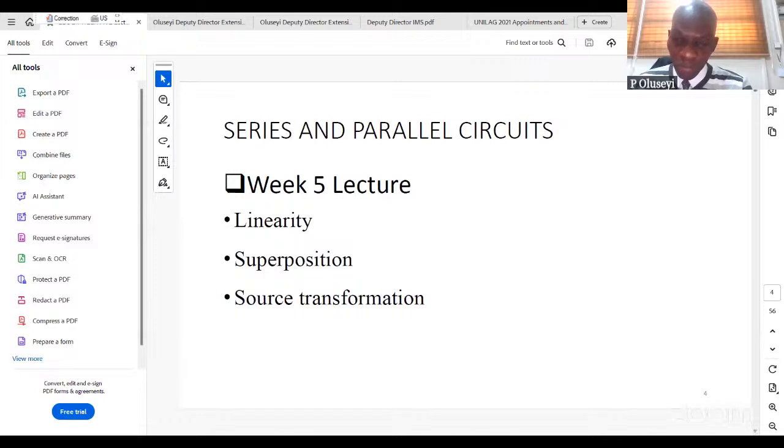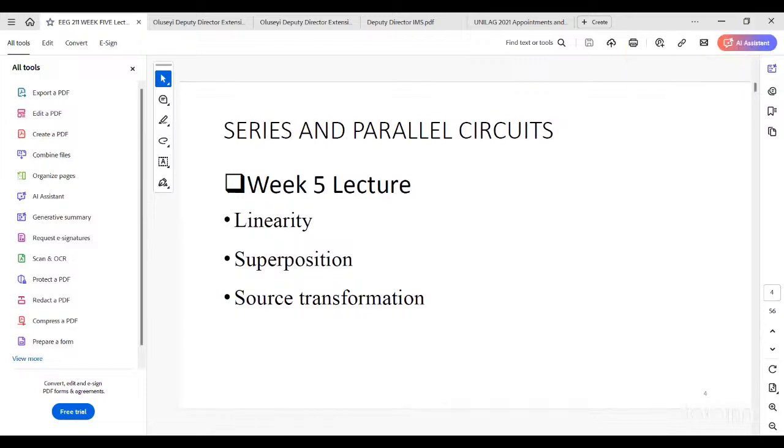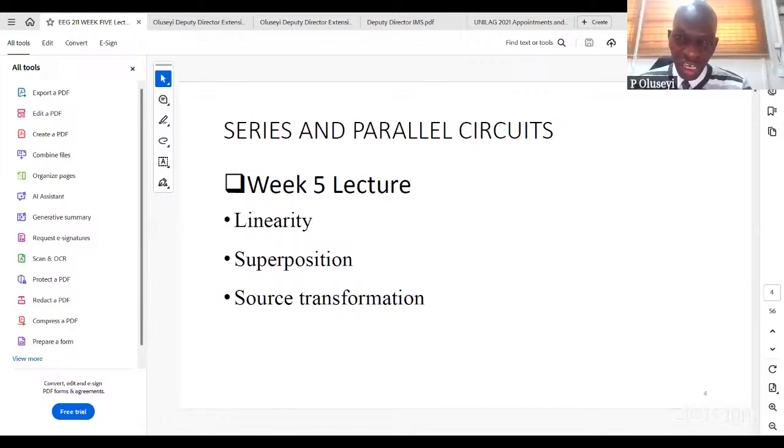Try as much as possible to ensure that your network is good and that you have your lecture note in place so that you can be totally involved in the whole lecture. So at this point now, I want to move straight away to what we need to look at in this place.